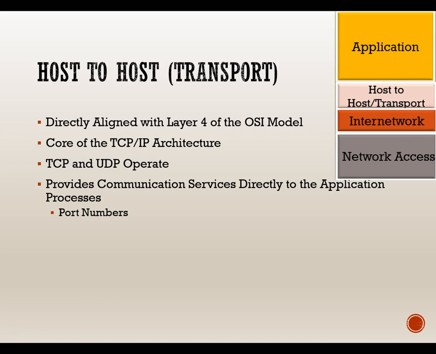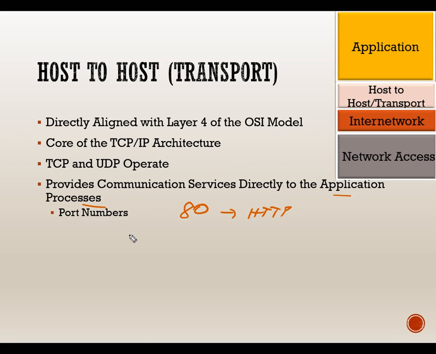The host-to-host transport layer aligns directly to layer 4 of the OSI model and is the core of the TCP/IP architecture. TCP and UDP operate at this layer, and that is the topic of the next session. It provides communication services directly to the application processes. That means port numbers, an interesting thing, and we'll talk about a number of those later, but let's just pick one here. Port 80: if we connect to TCP port 80 on a device, that's going to be connected to HTTP, which would get us our web server. So that's the port number. It provides communication service directly to the application processes.